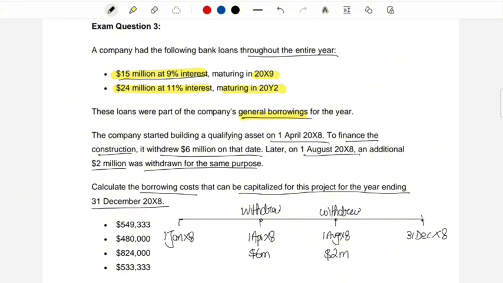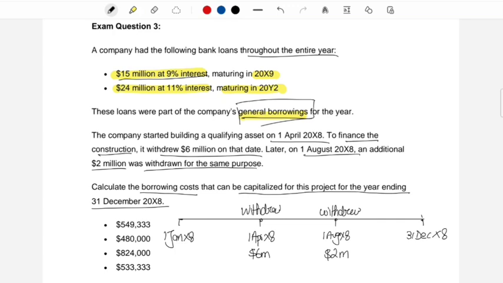Now, I will give you one tip. No matter how much it withdrew, at whatever point in time of the year, the very first thing you should do is to calculate the weighted average cost of interest. That is the most important thing we should have in order to calculate the borrowing cost, because this is general borrowings. The question already told us.